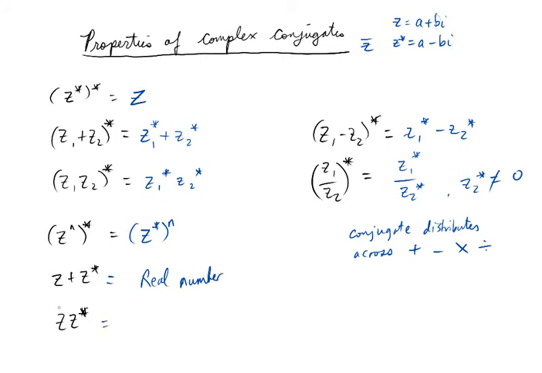Likewise if I take z times z star, the product would actually become the difference of two squares, if I did FOIL here, and so this would also be a real number. Really, what's happening is the imaginary parts would disappear. So these are the properties of complex conjugates.